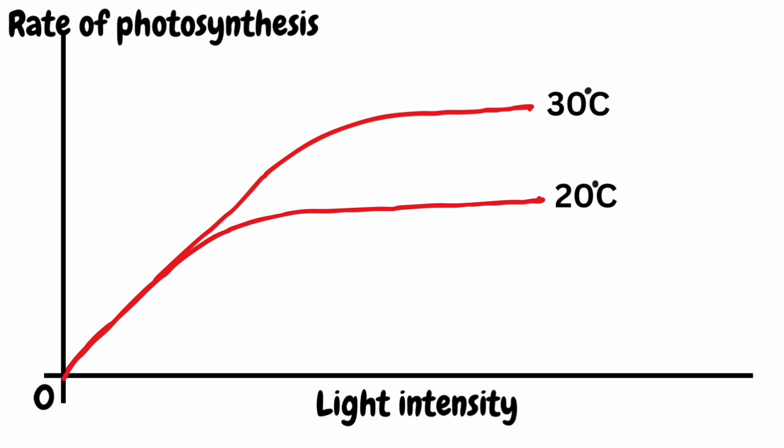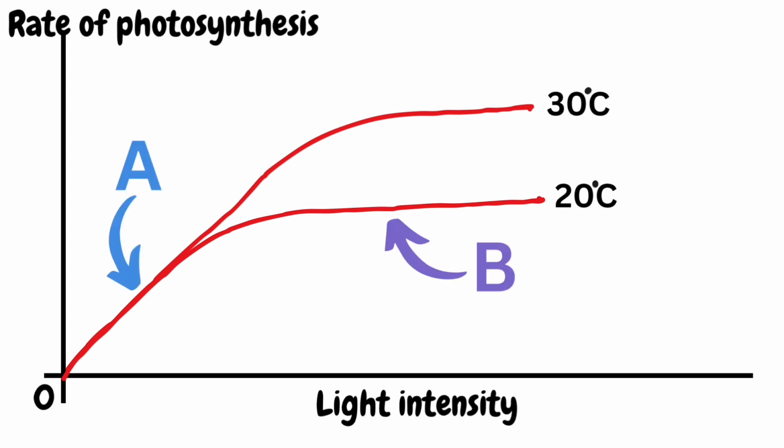Here's our final question, our final graph. This one's a bit trickier. So here we've got the results of 2 experiments plotted on one graph. We've got light intensity along the bottom, we've got rate of photosynthesis up the side, and we've got one graph at 20 degrees and one at 30 degrees. So you need to identify what the limiting factor is at point A and point B. And just like before, if you need more time, now is the time to pause the video.